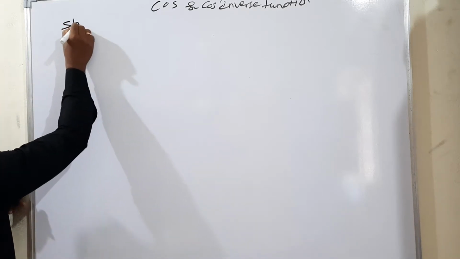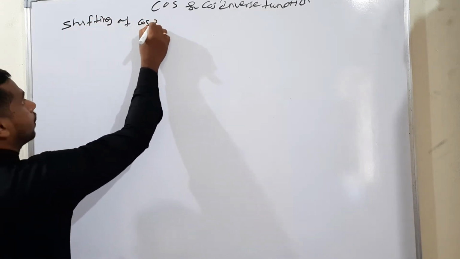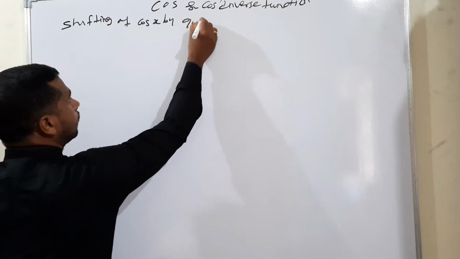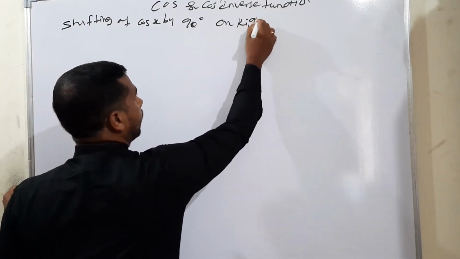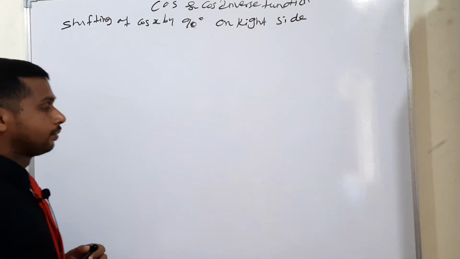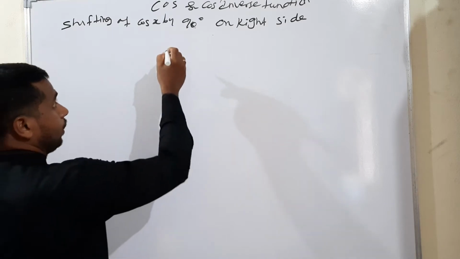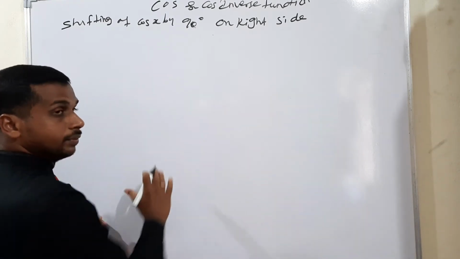What is the name? Shifting of cos x by 90 degree on right side. So what is the graph? That is the cos x graph actually. Cos 0 means starting with 1, isn't it? So I would like to recall the cos graph.